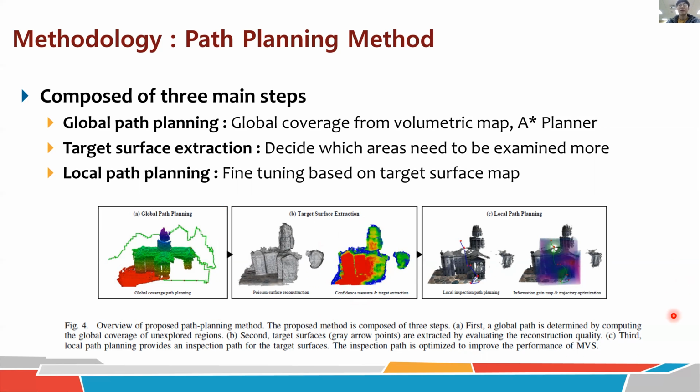Lastly, the local path planning happens. The local path planning is done in a similar fashion to the global path planning. The representative points are selected for the target surface clusters, and the local path is created to follow these points.